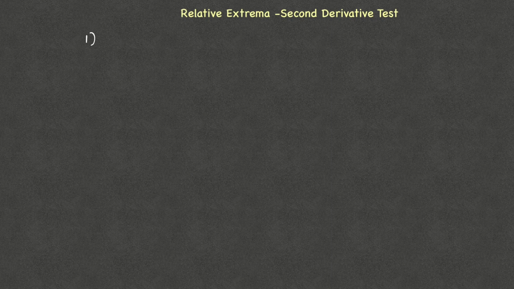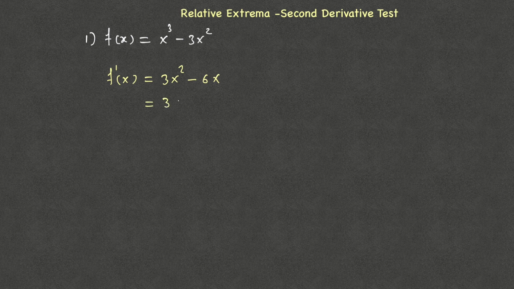Relative extrema using the second derivative test. Given a function f of x equals x cubed minus 3x squared, we use the second derivative test to find the relative extrema of this function. The first derivative, f prime of x, is equal to 3x squared minus 6x. Taking 3x as a common factor, we have f prime of x is equal to 3x times x minus 2.